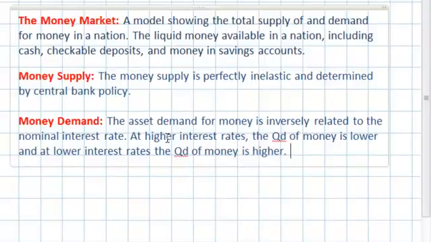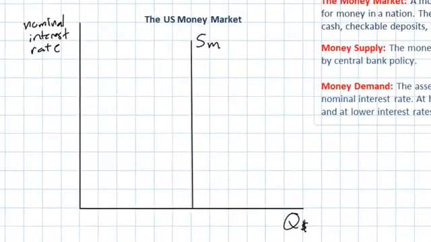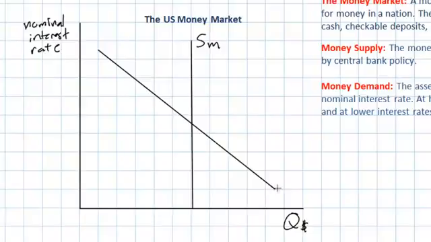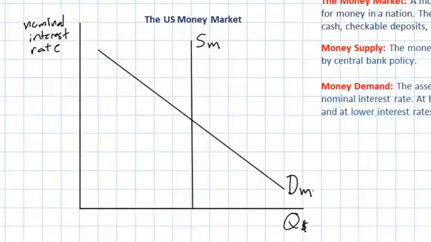So just like any demand curve, the demand for money is going to be a downward sloping line inversely related to the price of money, in this case the interest rate. So we can call this downward sloping line the demand for money curve.